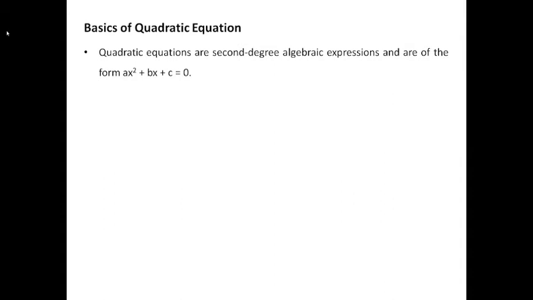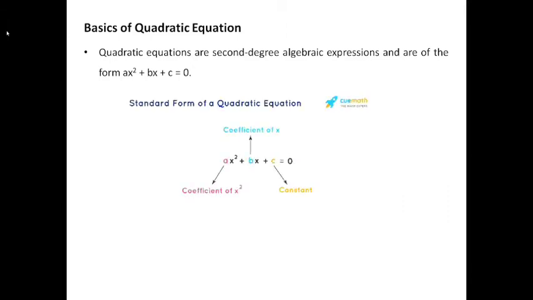So what is a quadratic equation? Quadratic equations are second degree algebraic expressions of the form ax square plus bx plus c equal to 0. So this is the standard form of the quadratic equation. a is the coefficient of x square, b is the coefficient of x, and c is a constant value.